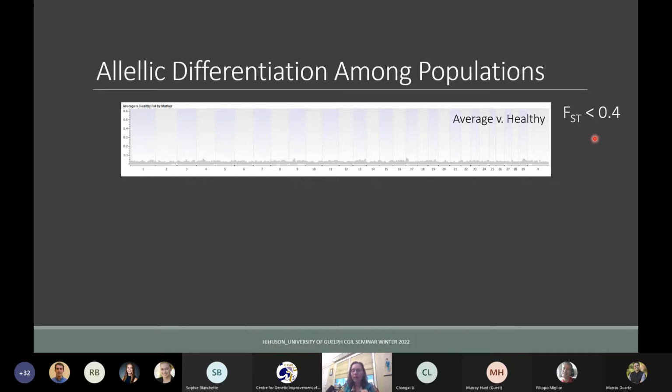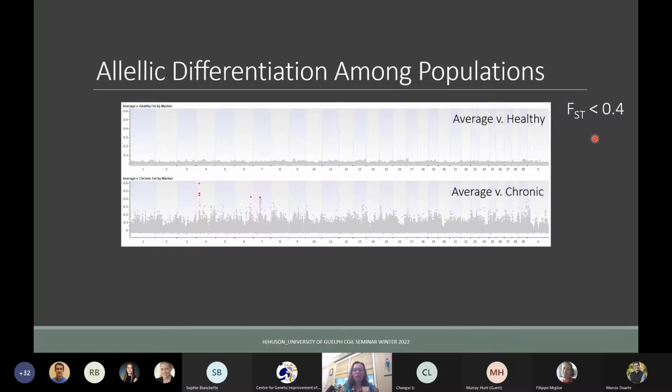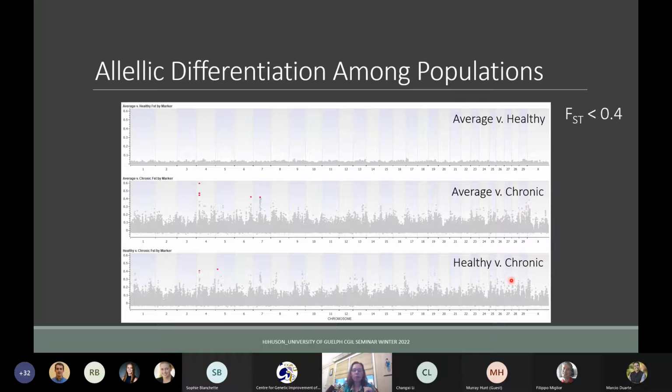We got nothing on average to healthy. It's not interesting. They're pretty much the same. However, when we look at average to chronic, we see that there's variation that's starting to separate these animals. The average animals are kind of moving back and forth, sometimes elevated, sometimes reduced, versus those chronic that are always elevated. And then lastly, we put healthy versus chronic.